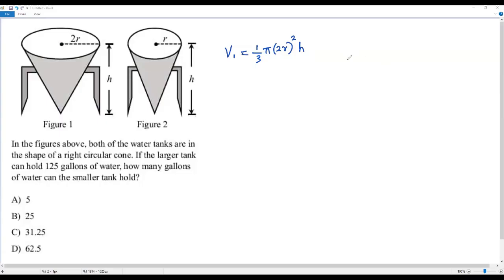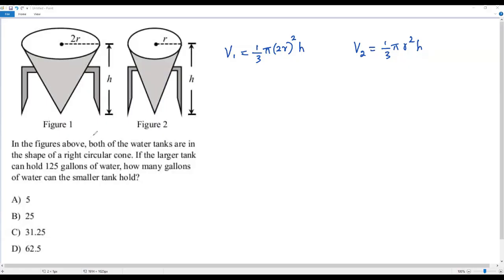The same way we can find the amount of water the smaller tank can hold. So V2 equals, we use the same formula because the second tank, the smaller tank, also is in the shape of a right circular cone: 1/3 times pi times r squared times h. Here the radius of the tank is r, so that is r squared. The height is the same for both the tanks, that is h.